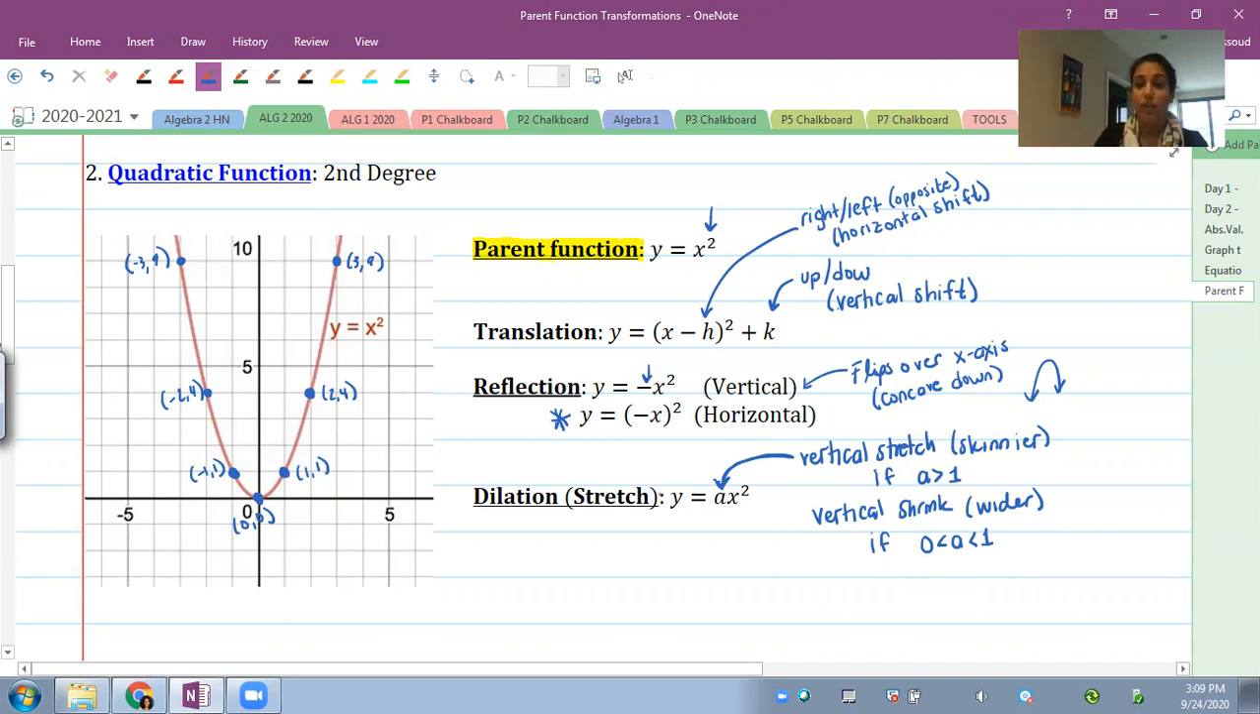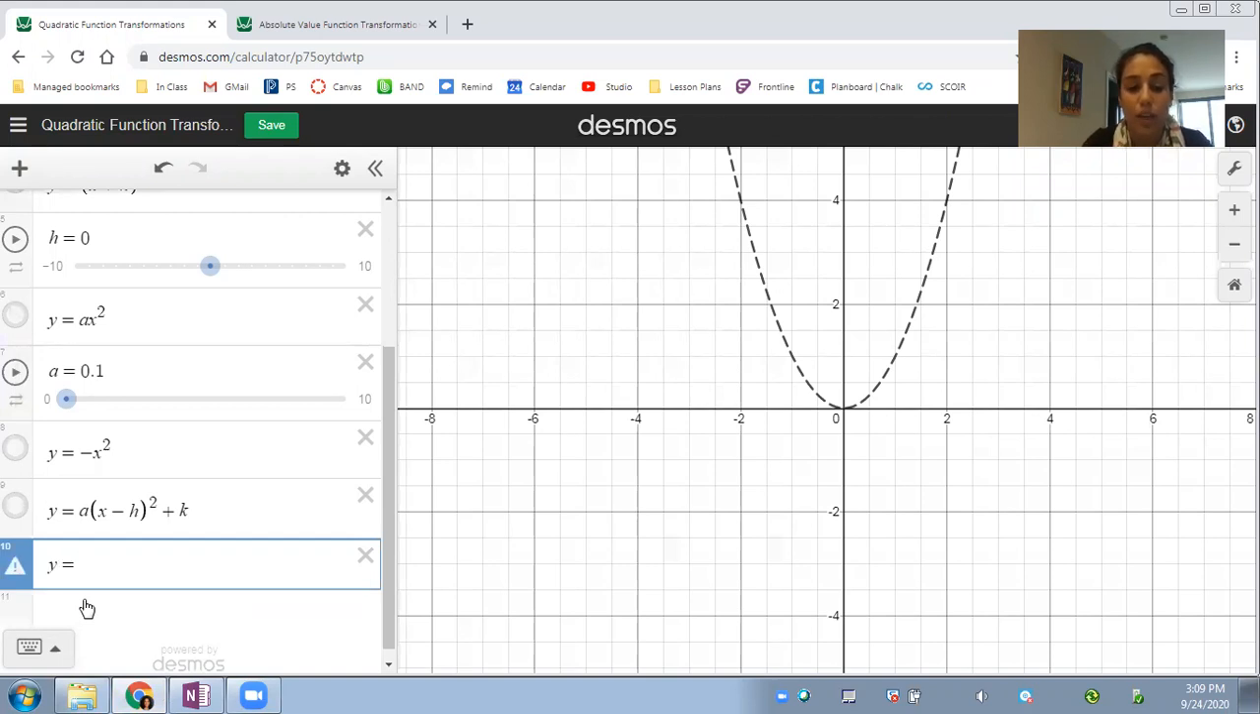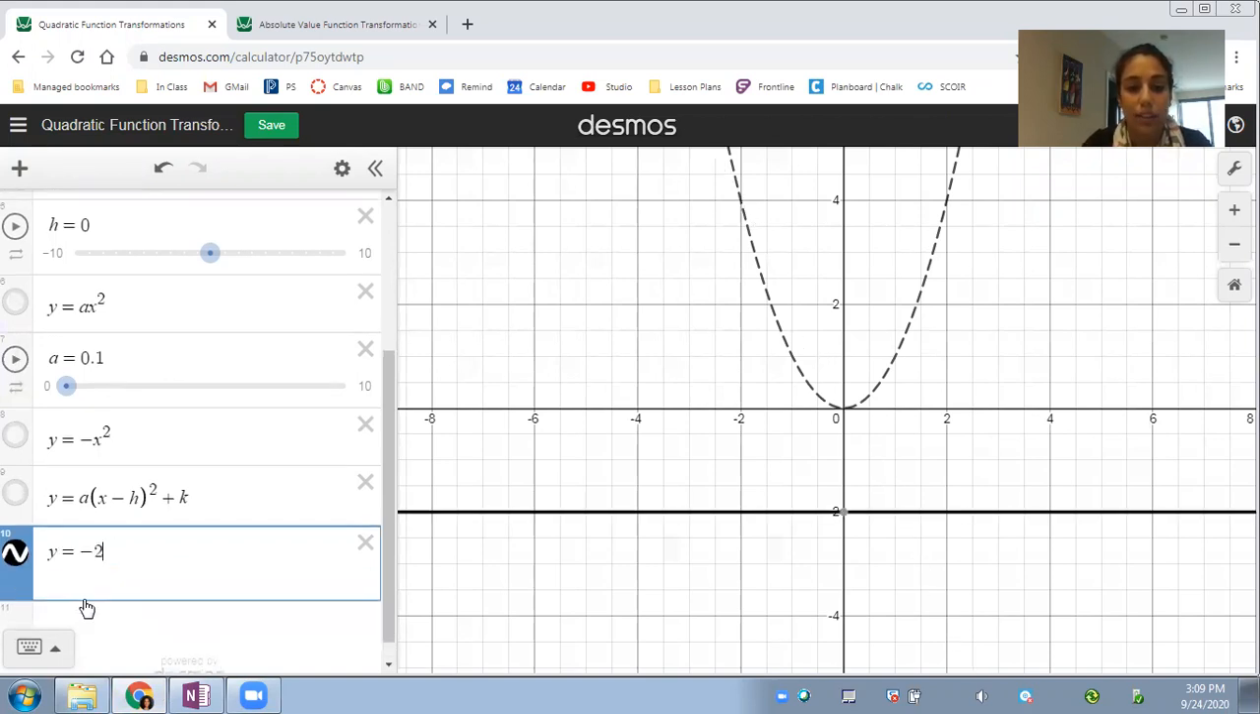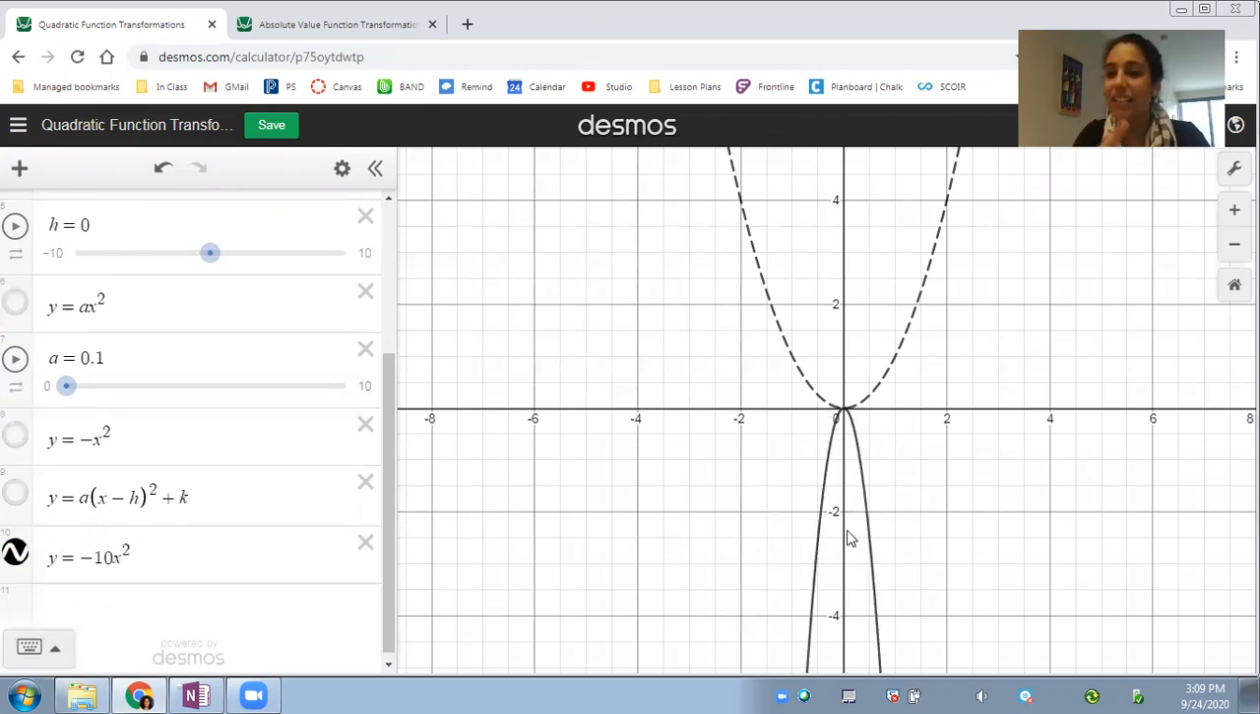Now, here's what's important. Let's go to Desmos. If I have an a value, let's say y equals negative 2x squared, notice, or let's do a larger number just so it's clear. It flipped and it was vertically stretched because the negative flips it, the 10 stretches it. There are 2 different types of transformations.